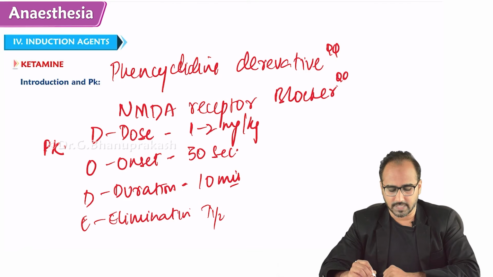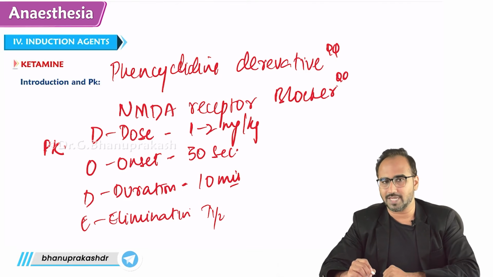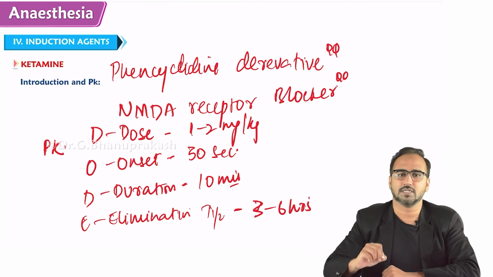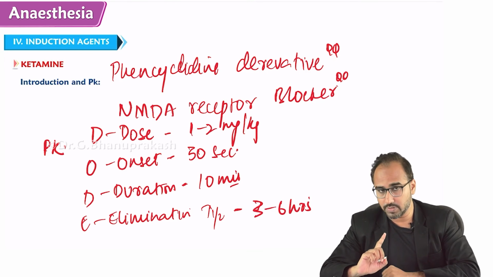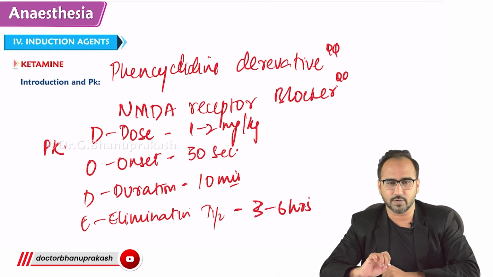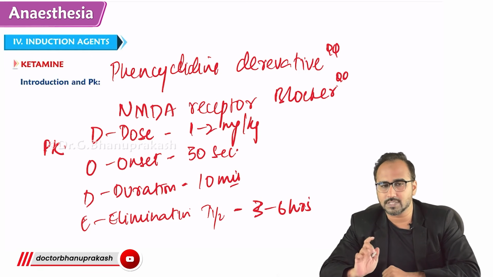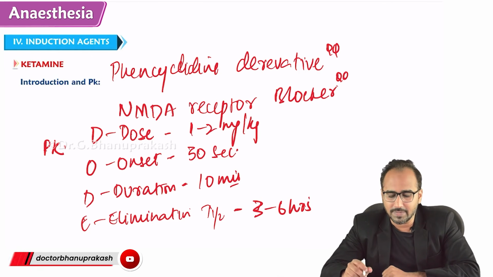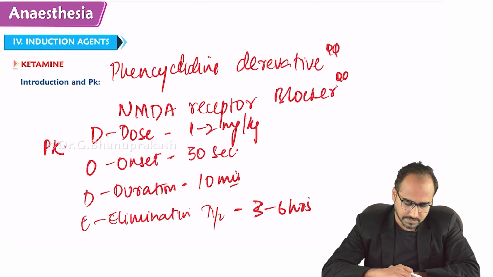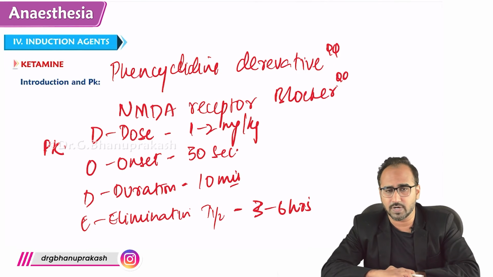So for ketamine pharmacokinetics, I told you the duration is 10 minutes. Elimination T half of ketamine is 3 to 6 hours. Elimination T half of thiopentone was 10.4 hours. Elimination T half of propofol was less than 2 hours. Whereas ketamine elimination T half is 3 to 6 hours. Right? Now, after introduction and pharmacokinetics, what do we need to discuss?